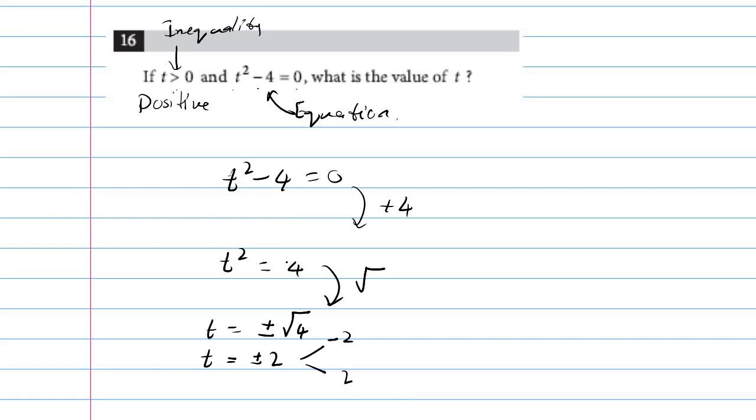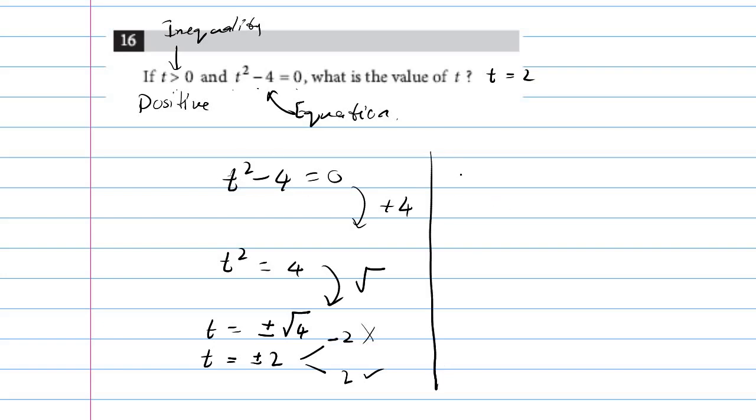But they say t is greater than 0, right? You can't use this, so you can just ignore this. This is the answer. So t is equal to 2. Okay, fine. This is one way to solve it, and then there's another way to solve this.